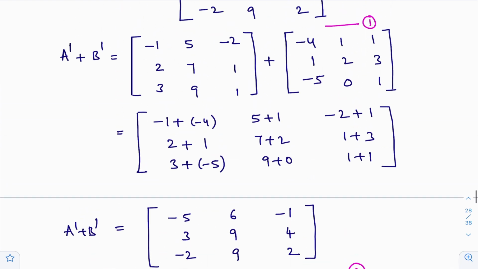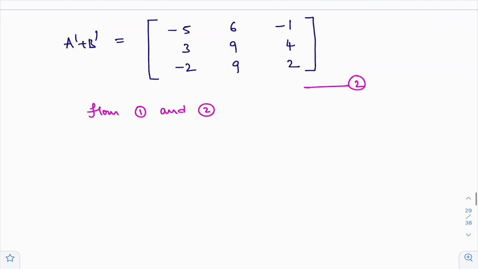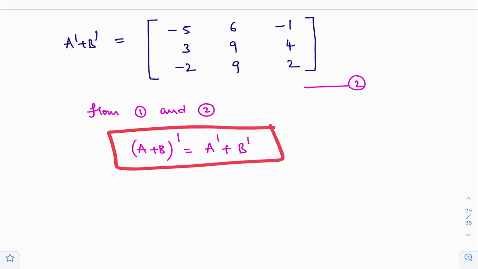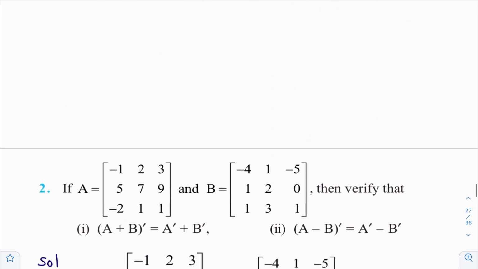Equation 1 left hand side part is what? (A plus B) dash. So (A plus B) dash is equal to our right hand side part. What is there? Right hand side part, A dash plus B dash. So we verified that (A plus B) dash equals A dash plus B dash. I hope you are understanding.